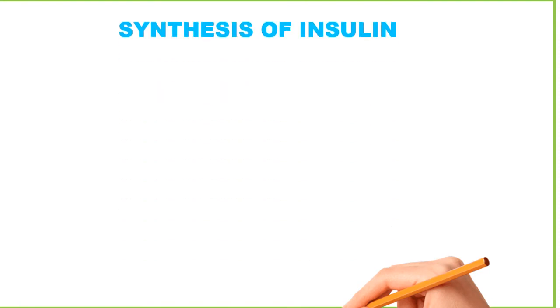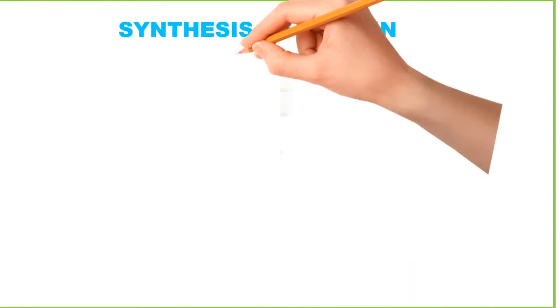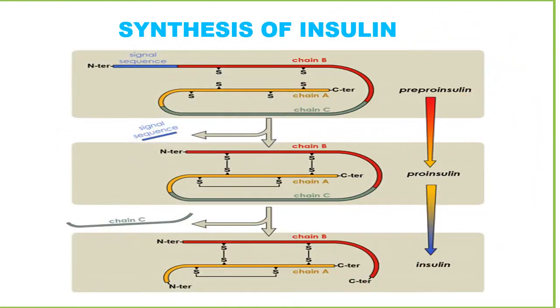So, talking about the synthesis of insulin. The major stimulus for both the synthesis and the release of insulin is glucose. This insulin is produced in the beta cells of the islets of Langerhans. Initially it is formed as pre-proinsulin, which is a single chain of 86 amino acid precursor polypeptide.